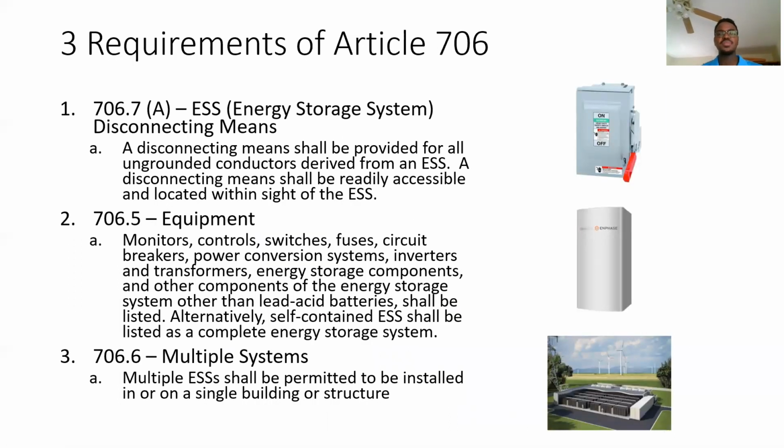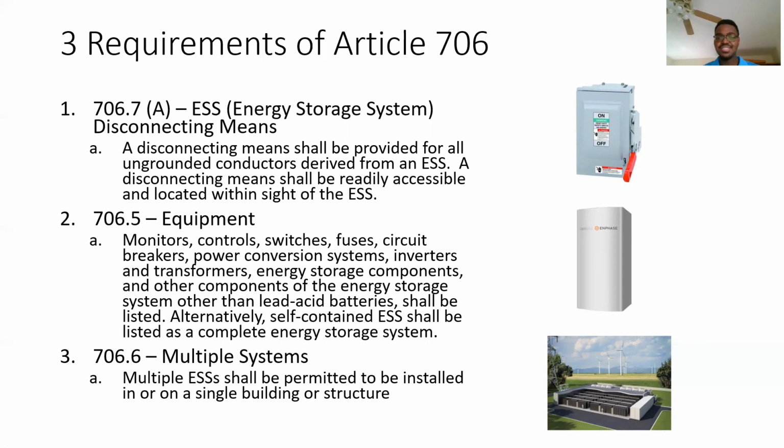So three requirements of Article 706. The first one is Article 706.7, disconnecting means, and it states that a disconnecting means shall be provided for all ungrounded conductors derived from an energy storage system. A disconnecting means shall be readily available, accessible, and located within sight of the energy storage system.